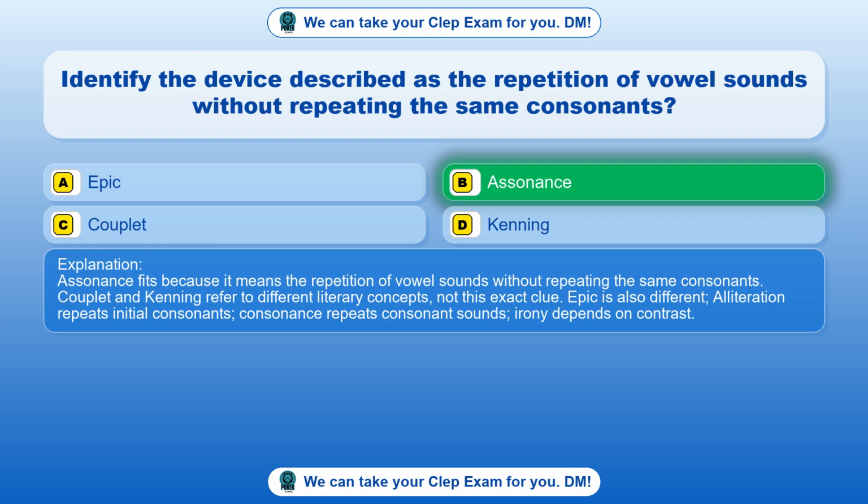Assonance fits because it means the repetition of vowel sounds without repeating the same consonants. Couplet and kenning refer to different literary concepts, not this exact clue. Epic is also different, alliteration repeats initial consonants, consonance repeats consonant sounds, irony depends on contrast.